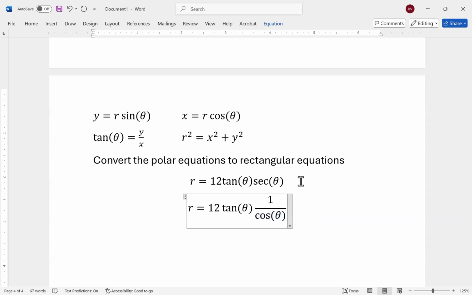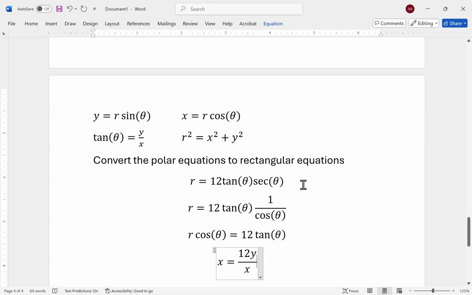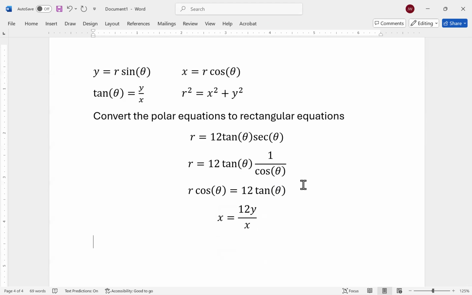And then I can multiply both sides by cosine. If I do that, I get r times the cosine of theta is equal to 12 times the tangent of theta. And then I would end up with x equals 12 times y over x, or 12y over x. And then if we wanted to, we could multiply both sides by x and get x squared is equal to 12 times y.